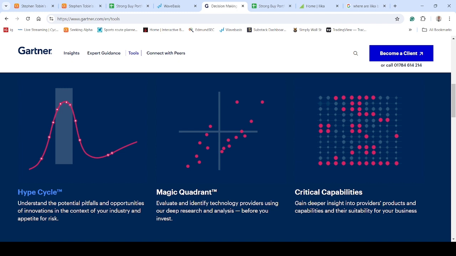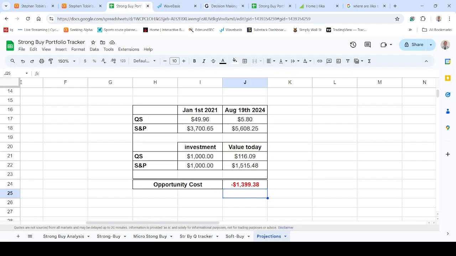So let's have a look. Let's suppose I didn't know about this and I bought QuantumScape when it was still in the hype. If I go back here, we can see, let's suppose I bought it on January the 1st, 2021. At that time, QuantumScape was valued at $49.96 and the S&P was valued at 3,700. On January the 1st, I had an option. I had an opportunity. I could have invested $1,000 in QuantumScape, or I could have invested $1,000 on S&P.